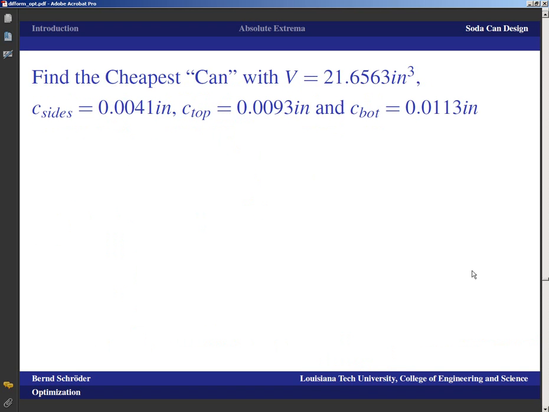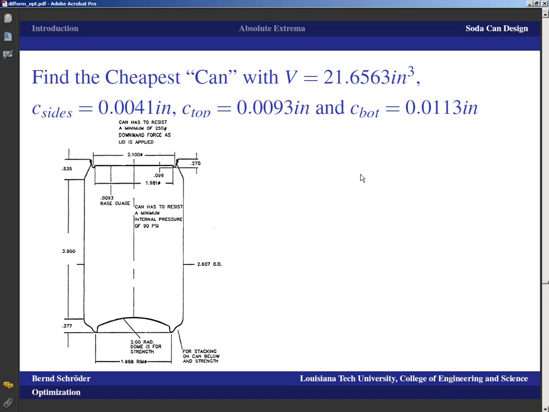And so what I did is I actually contacted a can manufacturer, and it turns out the actual problem that we would need to solve is to find the cheapest can, whatever that is, with volume 21.6563 cubic inches, so that the sides have a thickness of 0.041 inches, that the top has a thickness of 0.0093 inches, and the bottom has a thickness of 0.0113 inches, and that comes directly from design specifications in industry.